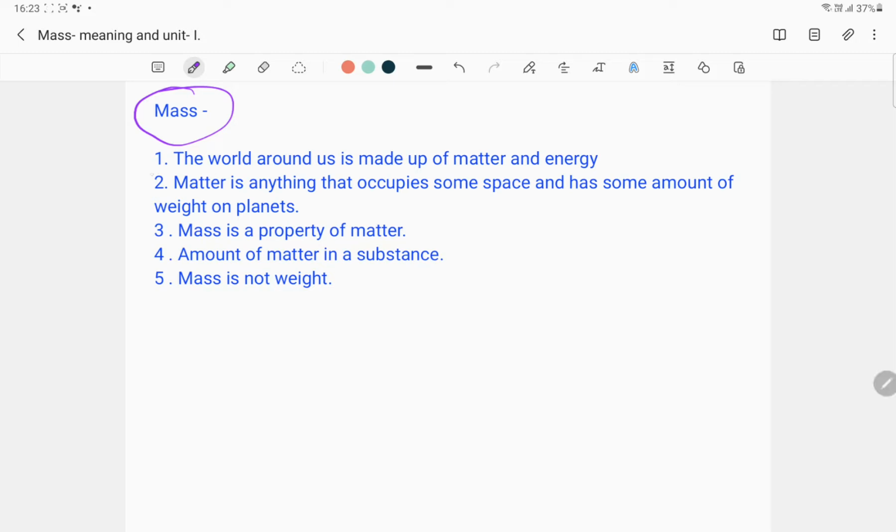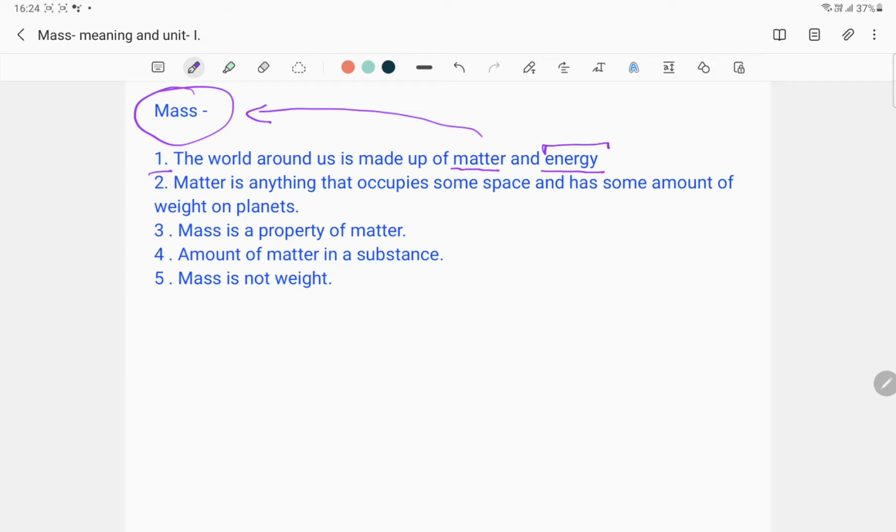Now, the world around us, let's look at point number one. The world around us is made up of two things. It is made up of matter and it is made up of energy. In our previous classes, I have taught you about these two terms, matter and energy. And we are going to look at these two terms to understand the meaning of mass better. If you know what matter is, if you know what energy is, you'll be able to understand mass.